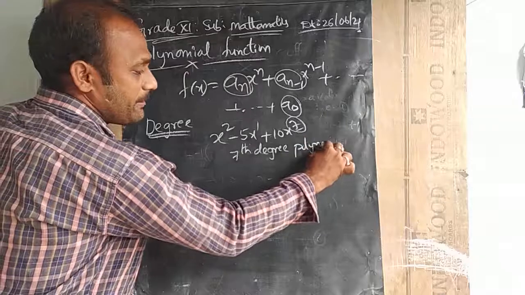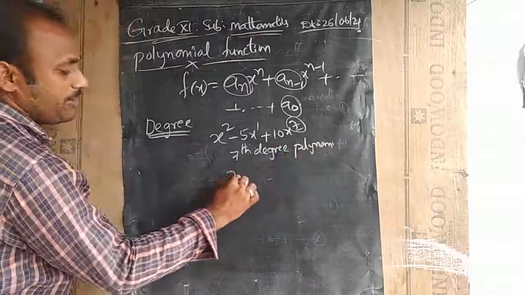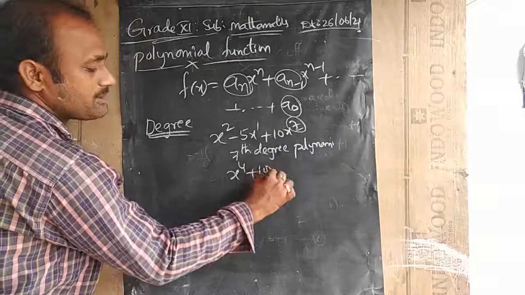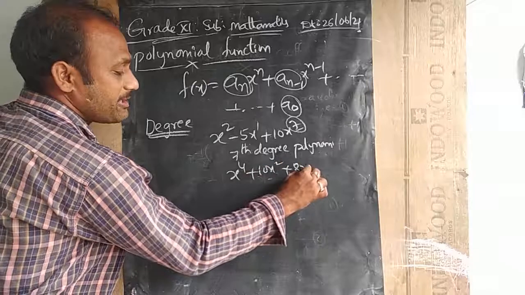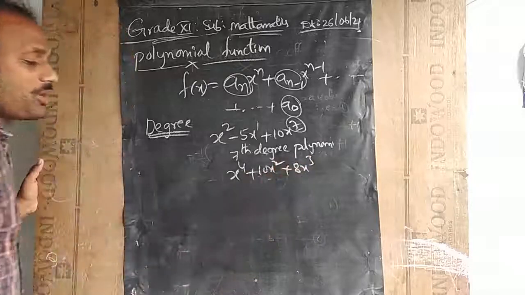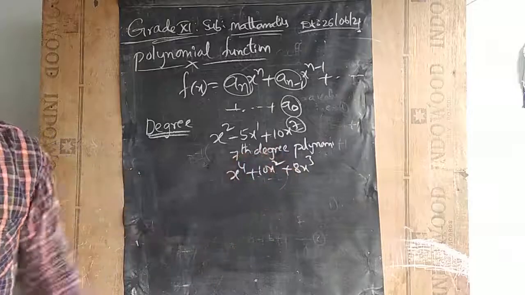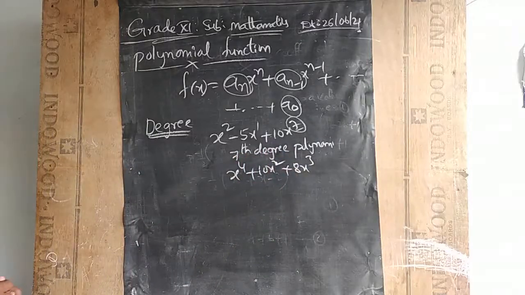For example, x power 4 plus 10 x square plus 8x cube. So this is called a 4th degree polynomial.